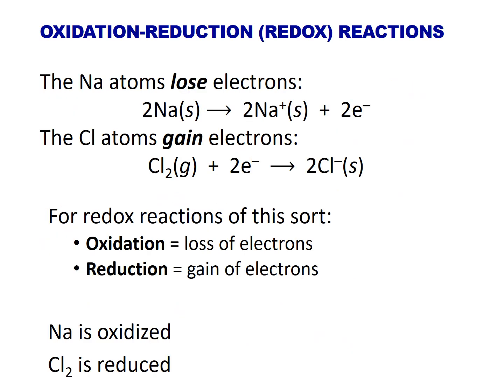Now, whenever we experience a situation where an atom loses an electron, we call that oxidation, and whenever it gains an electron, it's called reduction. So on the whole, we would say sodium gets oxidized and chlorine is reduced in this chemical process. And notice the oxidized and reduced terms always apply to the reactants and not the products in a chemical reaction or equation.